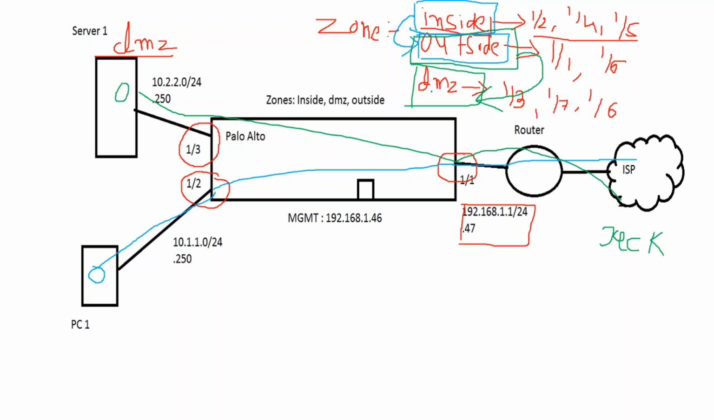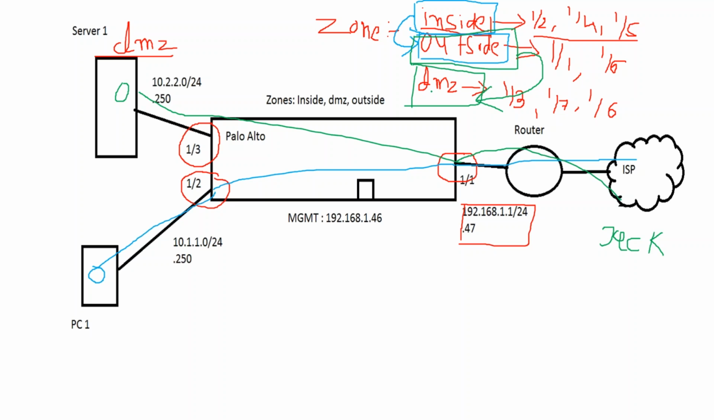For example, if the ISP wants to access the user like PC1, that is not possible, because we don't want anyone from the outside network to access our internal network. So those kinds of policies will be put in outside or inside.